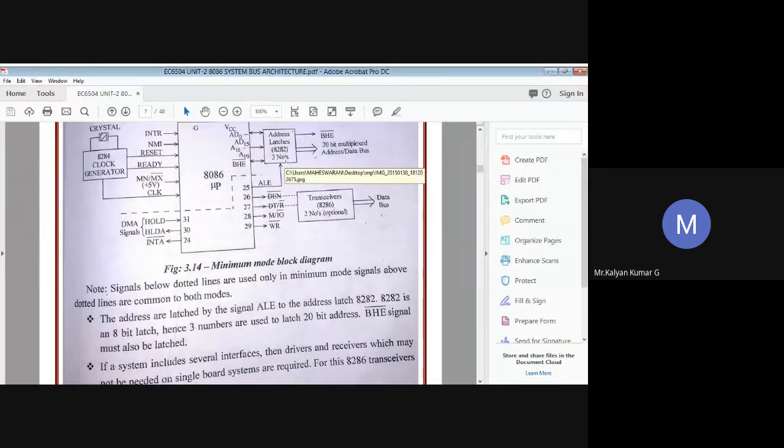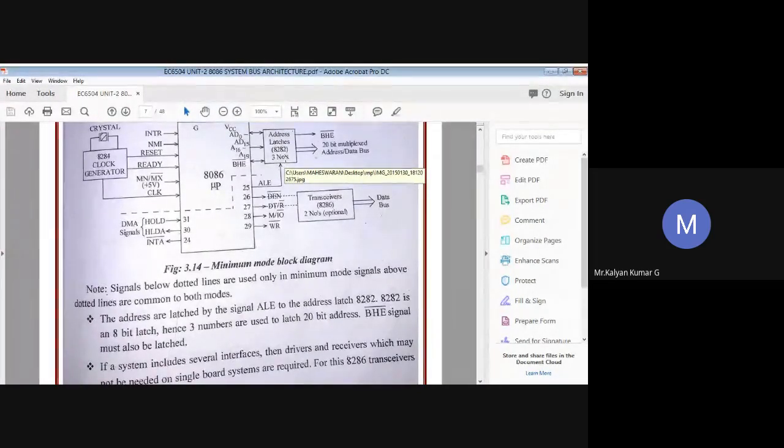Apart from this, 8086 also provides two controller signals, DT/R bar and DEN bar. Mainly these are used for the following: DT/R, data transmit or receive, is used to decide the direction of data flow, that is, whether data is going to be transferred or received. And DEN bar is used to enable the data buffer. In minimum mode, these points will be sufficient. There are going to be data buffers, the transceivers.